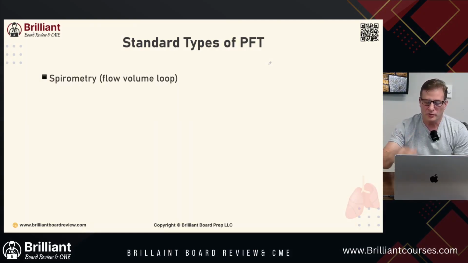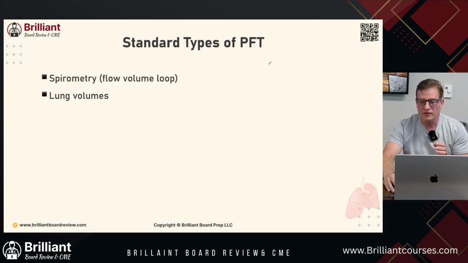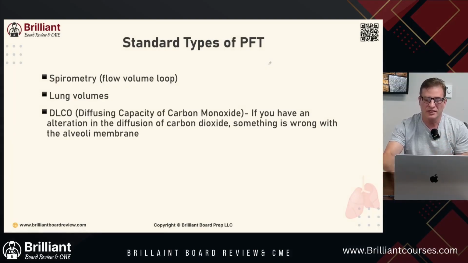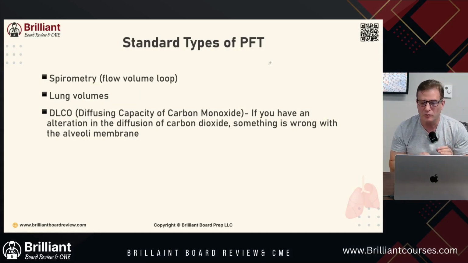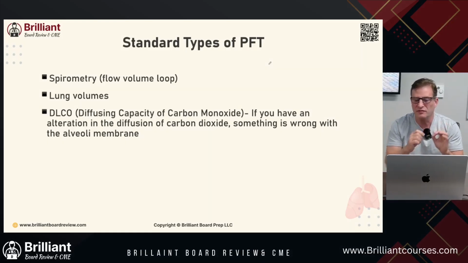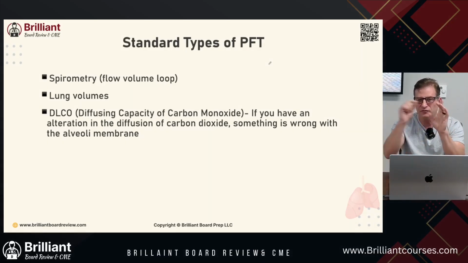So part of the components are spirometry. We're going to go through the flow volume loops. Lung volumes give the volumes of the lungs during different portions of the breathing cycle. And then the DLCO, which is diffusion capacity of carbon monoxide. If you have alteration of diffusion of carbon monoxide, something is wrong with your alveolar membrane. Now, they're not trying to kill people. Remember, carbon monoxide is toxic, right? They're not giving big doses over an extended period of time. They're just giving a small dose, and they're seeing how it diffuses across the alveolar membrane, if it's faster or slower, and that helps us.